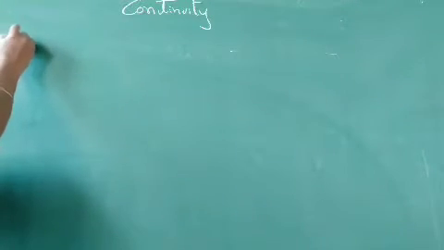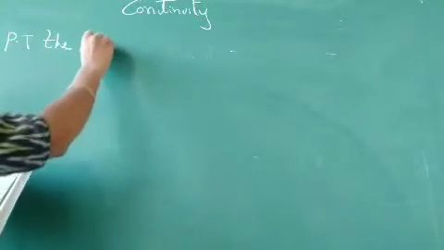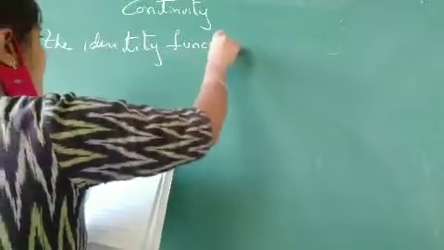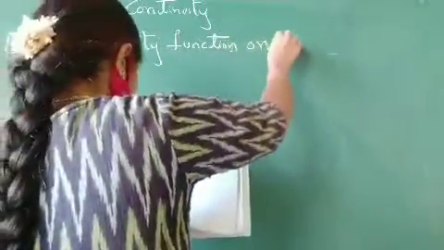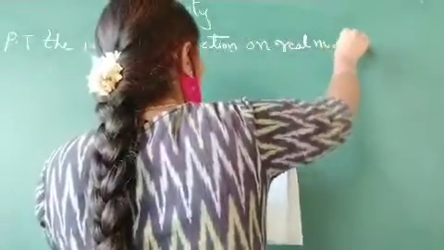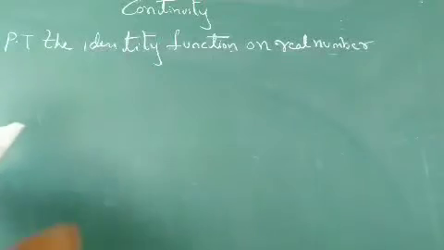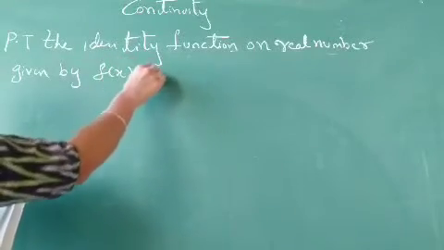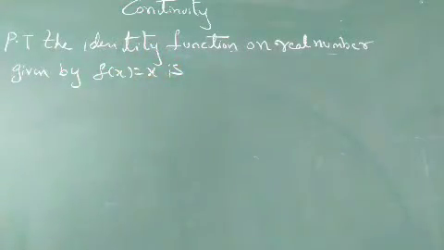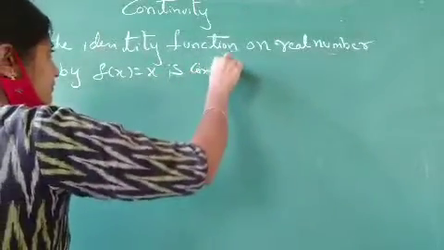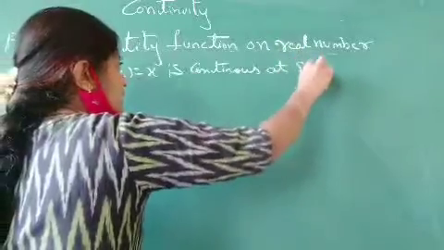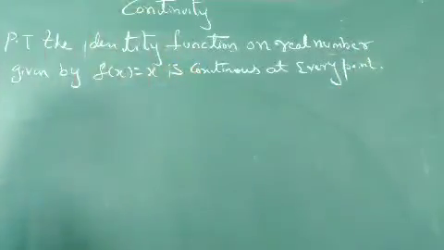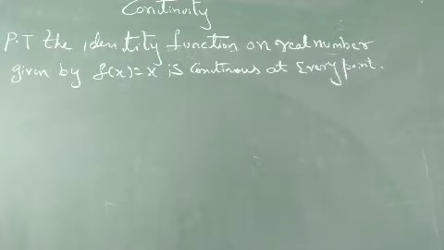First one. Prove that the identity function on the real numbers given by f of x equals x is continuous at every point. We have to show that it is continuous at every point.